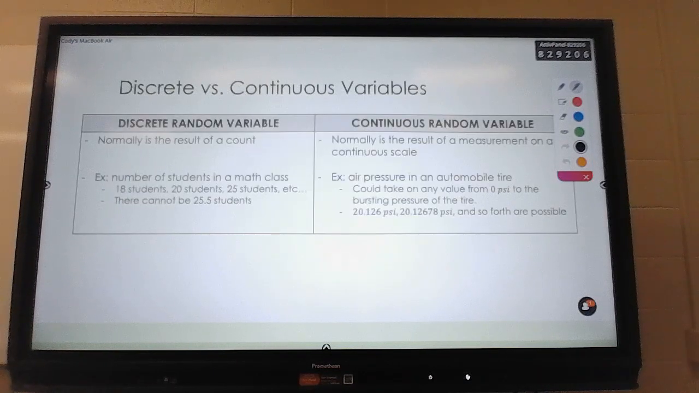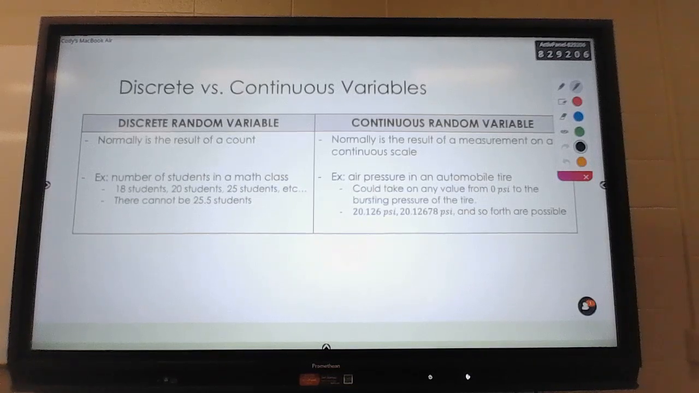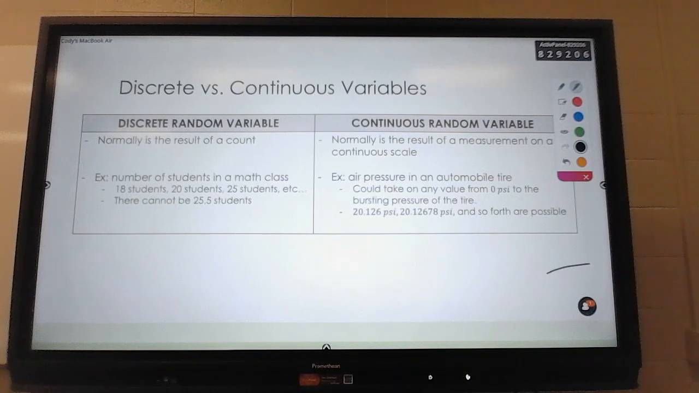Well, it's pretty much exactly what we just mentioned. When we calculate a discrete random variable, it's normally the result of a counting. And when we count, for example, let's say we're taking a tally, tallies are usually done using whole numbers. Here's an example: counting the number of students in a math class. Those are usually done with whole numbers. It's impossible to have 25.5 students when using a discrete random variable. So a discrete random variable is normally the result of a count, meaning that it's mostly illustrated through whole numbers.